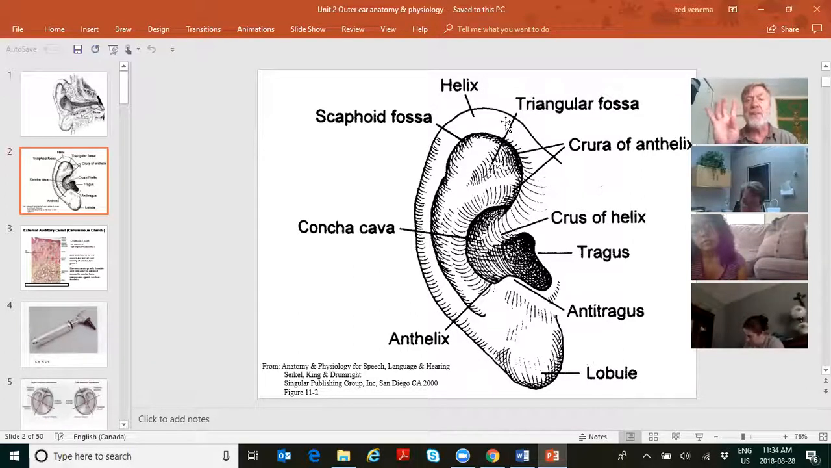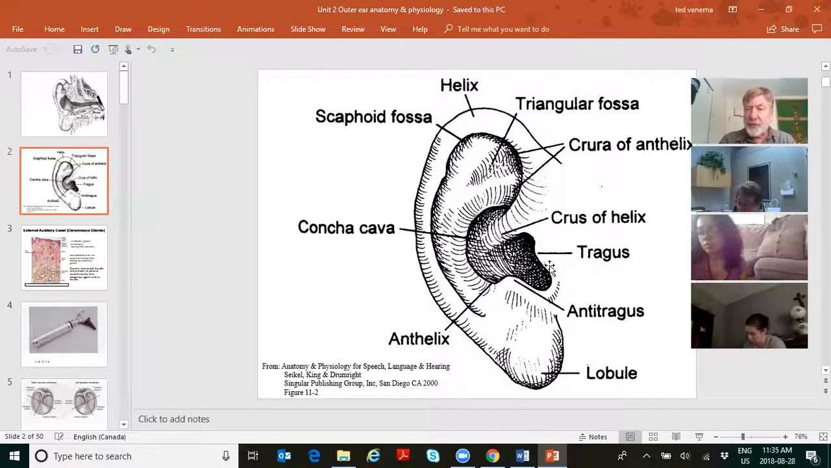And there's 4 pieces I need you to know: the helix, which is the outer rim, and then the antihelix. Now they're kind of pointing in a funny way here. This is the antihelix, what you're looking at here, the second rim, the second hill, so to speak, inside the ear. So you have the helix, the antihelix, and then you have the concha bowl, C-O-N-C-H-A, concha. They call it concha cava. Who cares? Just call it the concha. That's this bowl.